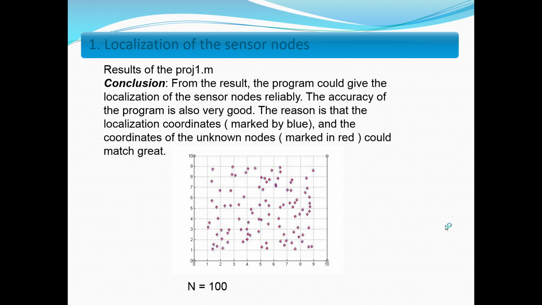Result of project1.m conclusion. From the result, the program could give the localization of the sensor nodes reliably. The accuracy of the program is also very good. The reason is that the localization coordinates marked by blue and the coordinates of the unknown nodes marked in red could match greatly.